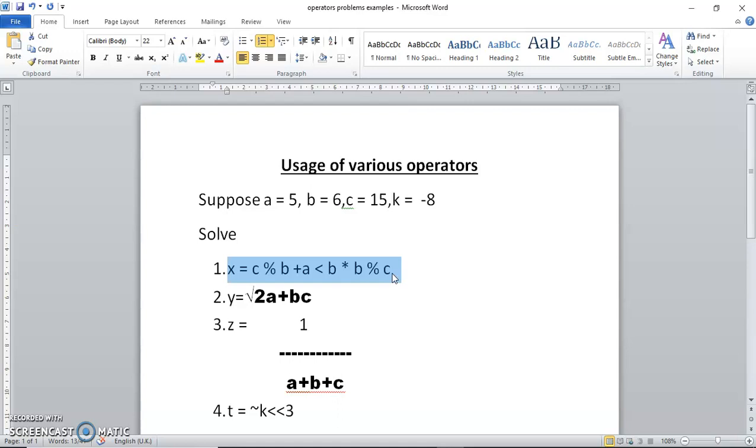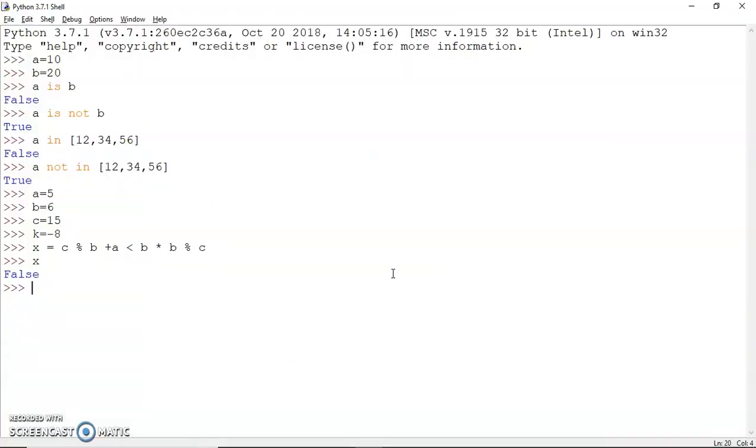Similarly, the next one, y is equal to square root of 2a plus bc. So how to write it here? Can I write here y is equal to sqrt of 2 star a plus b star c? Will it work? Yes or no?